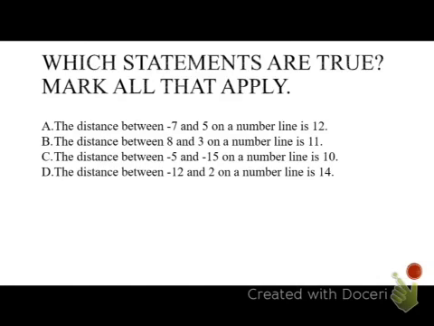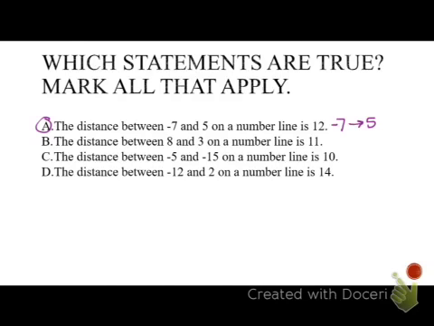In statement A, the distance between -7 and 5 on a number line is 12. So if you are traveling from -7 to 5, you would have to move right 7 spaces to get to 0, and then 5 more spaces to get to 5. So yes, you have traveled 12 spaces. This is true.